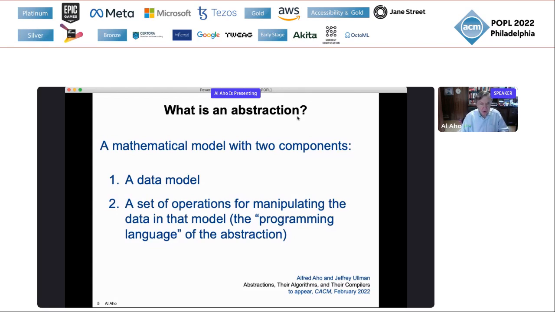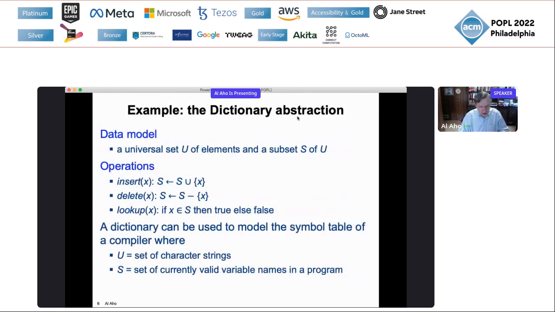A simple example should clarify this definition. Consider the dictionary abstraction in computer science. It has a data model consisting of a universal set U of elements and a subset S of U, which is initially empty. The programming language consists of straight line sequences of 3 instructions. Insert an element into S, delete an element from S, and look to see if a given element is in S. A dictionary is a good abstraction for what you do with a symbol table in a compiler.